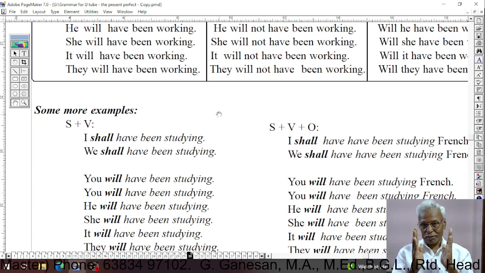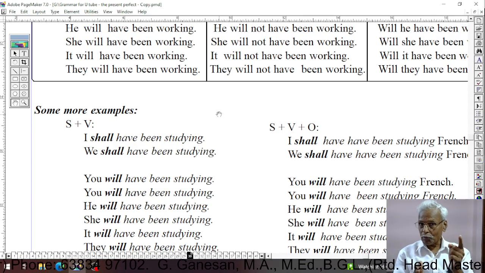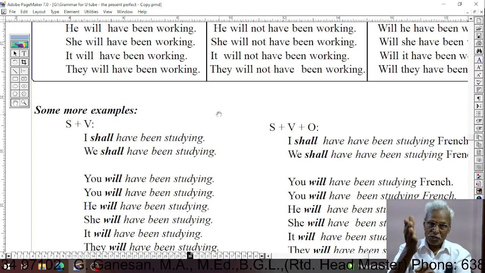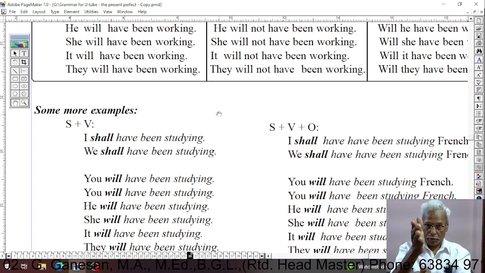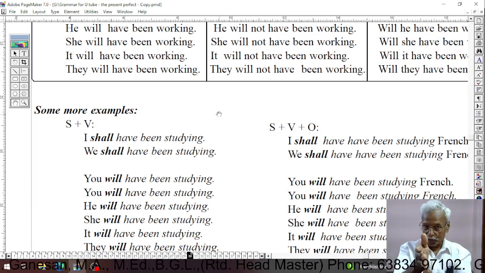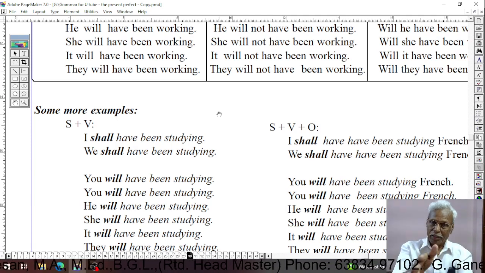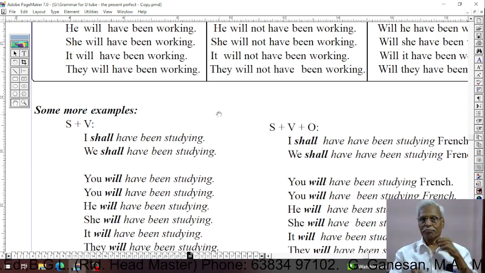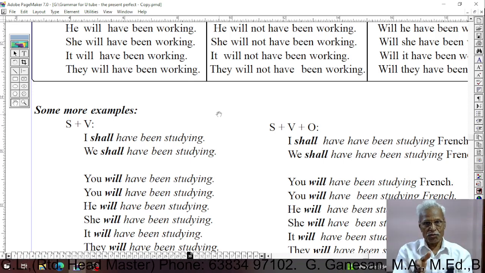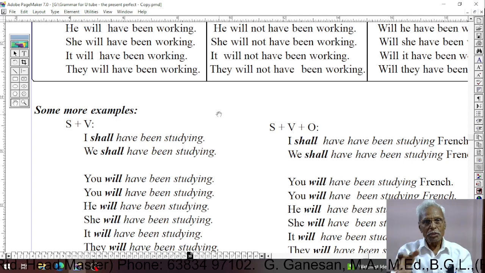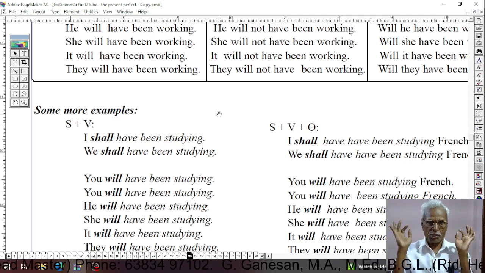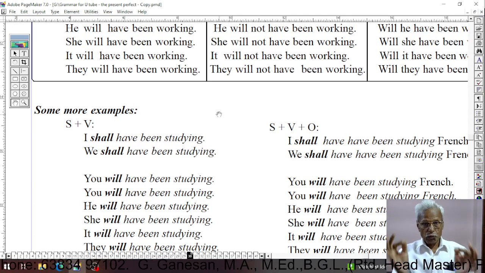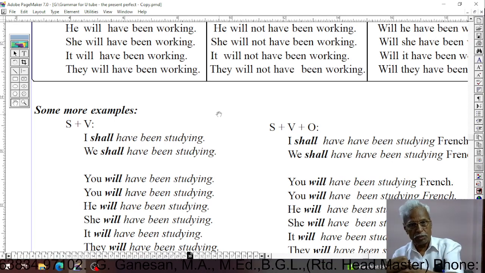Thus, the tense that is used to express a future continuous action, that action started before a particular point of time and will be going on at the time of speaking. Such action is expressed using the future perfect continuous tense. Future perfect continuous tense is a tense used to express a future continuous action.